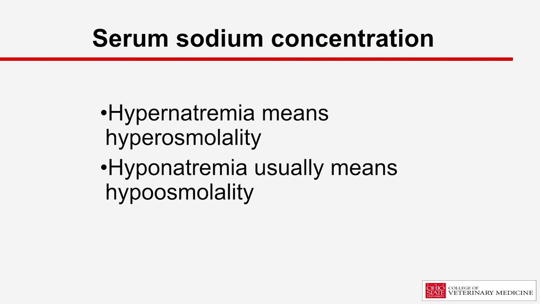So in virtually all instances, when you have hypernatremia, you also have hyperosmolality because sodium and its two main attendant anions, which would be chloride and bicarbonate, constitute pretty much the major active osmoles in normal animals' blood. On the other hand, hyponatremia almost always, but not always, means hypoosmolality. There's just a few exceptions there.